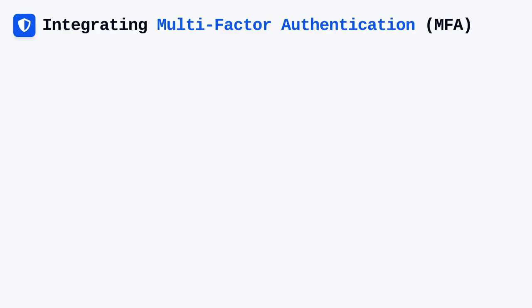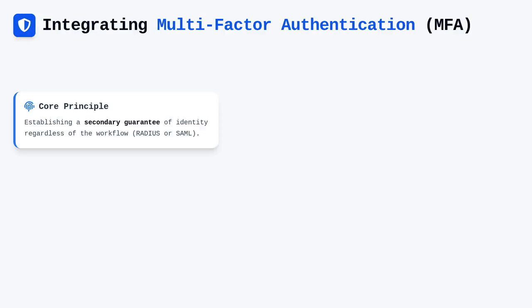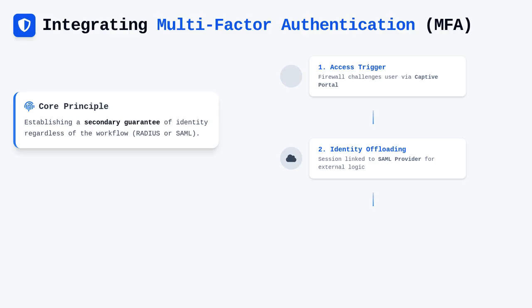Finally, we must discuss the integration of multi-factor authentication in these alternative workflows to ensure the integrity of the collected identities. Whether you're using a RADIUS implementation or a modern SAML assertion, the principle remains the same. We need a secondary guarantee that the user is who they claim to be. When the firewall challenges a user via a captive portal, linking that session to a SAML provider allows us to offload the authentication logic to an external platform that supports stronger proof of identity.